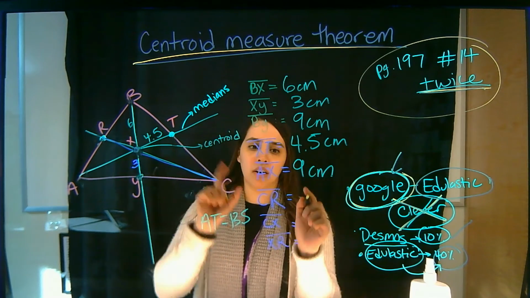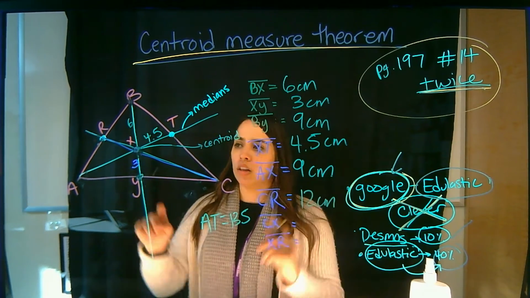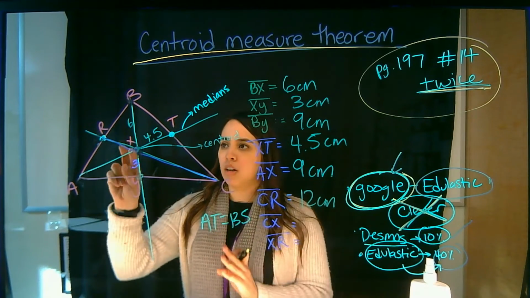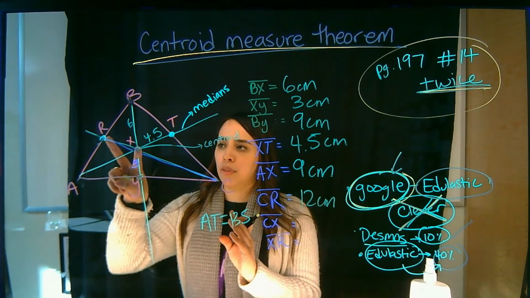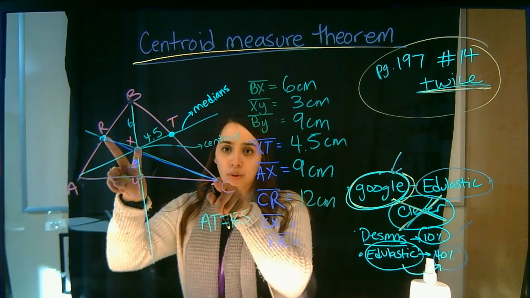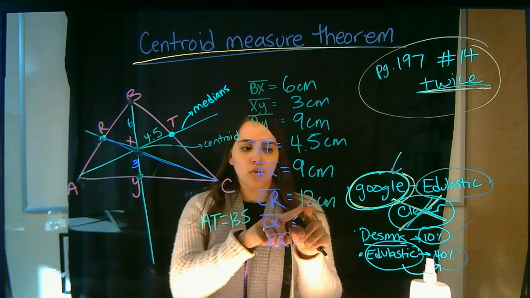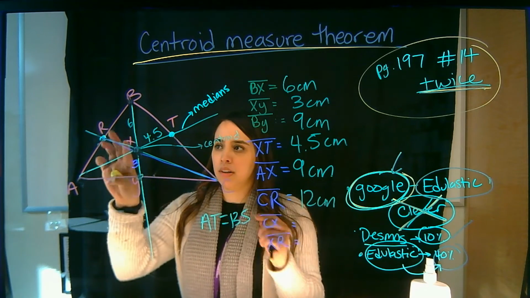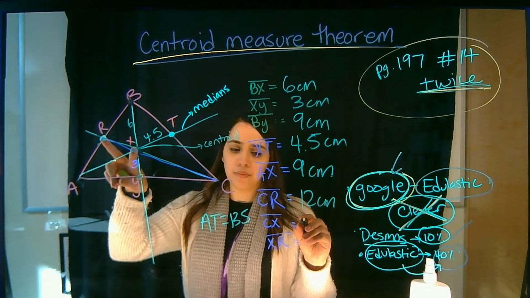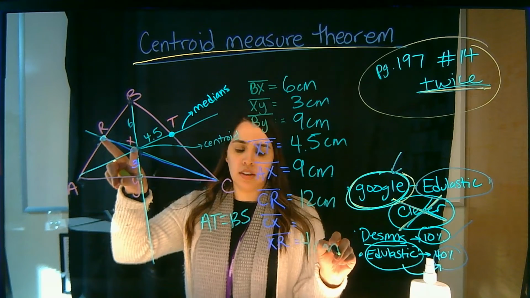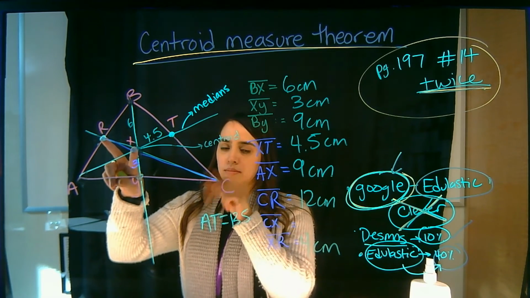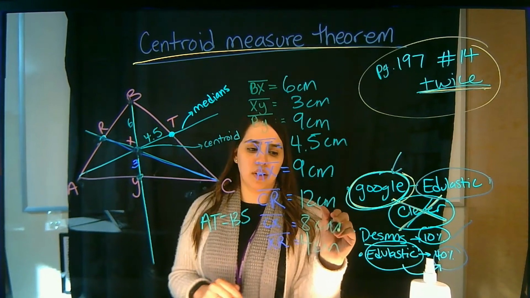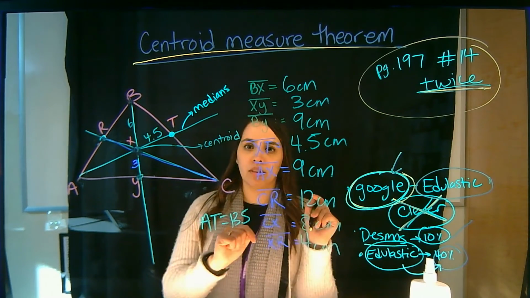So if I have CR, and that's 12 centimeters, think of the centroid as dividing the median into thirds. So if you have a third here, then you have 2/3 here because it's double. So 12 divided by 3, because this is thirds, remember? This would be 4. And double 4 is 8. So this would have to be 8 centimeters. And then these two have to add to equal 12.